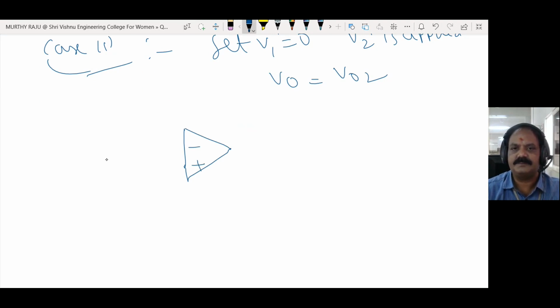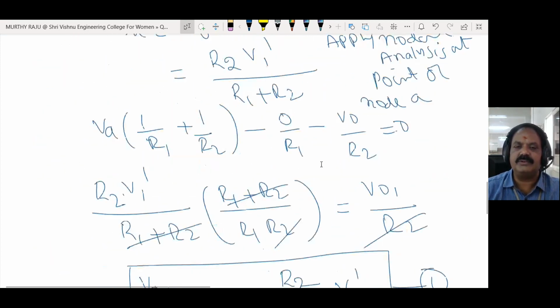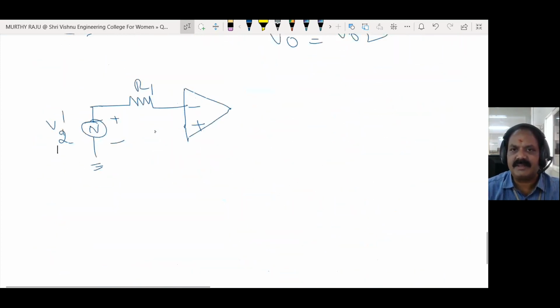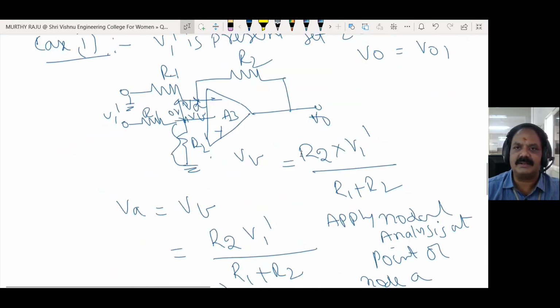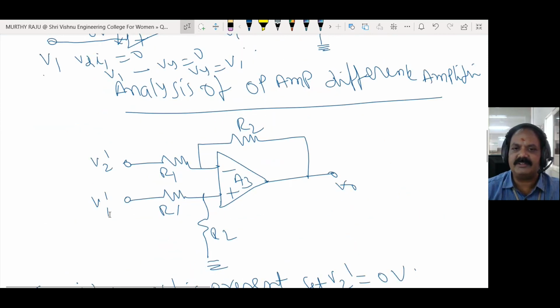Minus, plus here. R1. This one is V2 dash. V2 dash is present. V1 is connected to ground. This one is R1. Here V1 dash is connected to ground.